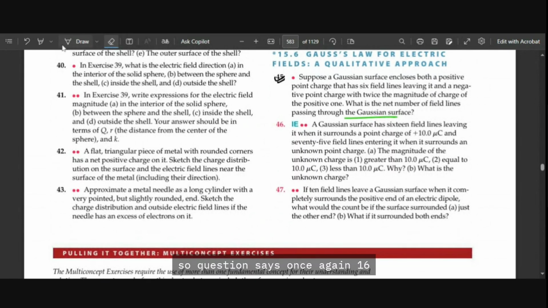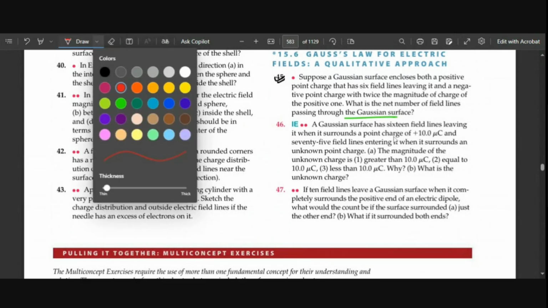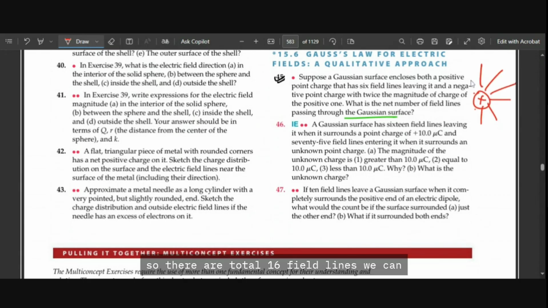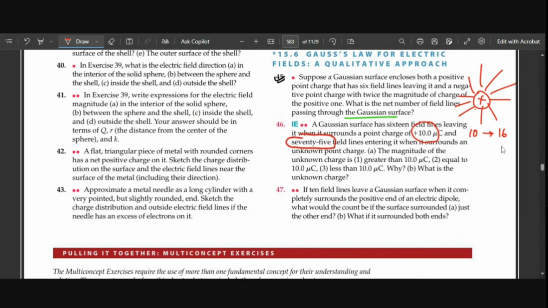So the question says, once again, 16 field lines leaving it. If a Gaussian surface has field lines leaving it, the charge must be positive in nature. So there are a total of 16 field lines leaving it when the charge inside is 10 microcoulombs. So 10 microcoulombs is directly proportional to 16 field lines. This is the proportionality we got here. The question says, when it was 16, the charge was only 10 microcoulombs. So when it is 75, what amount of charge would be there?